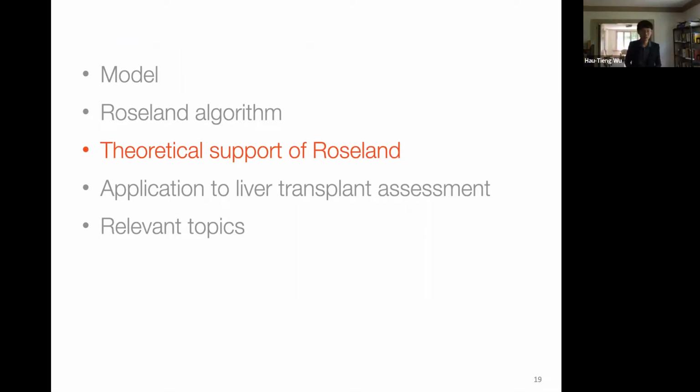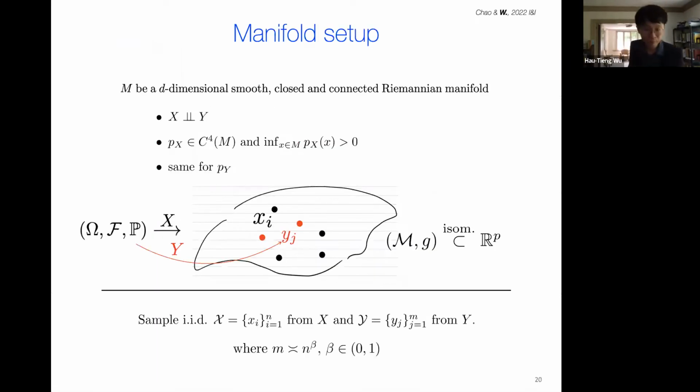Anyways, so let's do some theoretical support of Roseland. As you can imagine, I will do this manifold setup and so on. So let's say M is a d-dimensional manifold, smooth, closed, connected, and so on. And we have two random vectors, X and Y. Their associated density functions are assumed to be C4 with some regularity, and the infimum is positive, which means you can sample every point, everywhere. Okay, so you have some density assumptions.